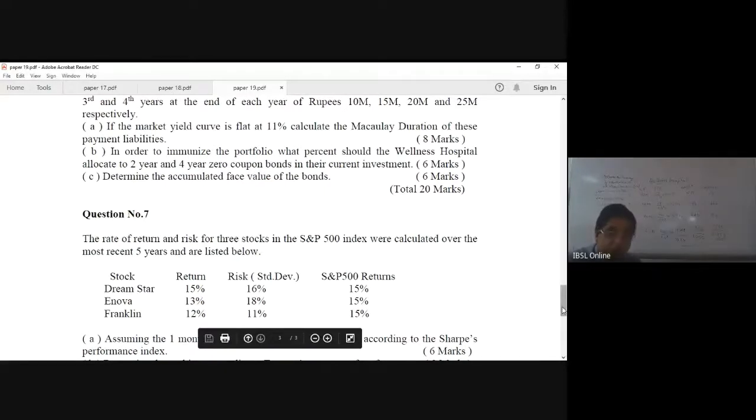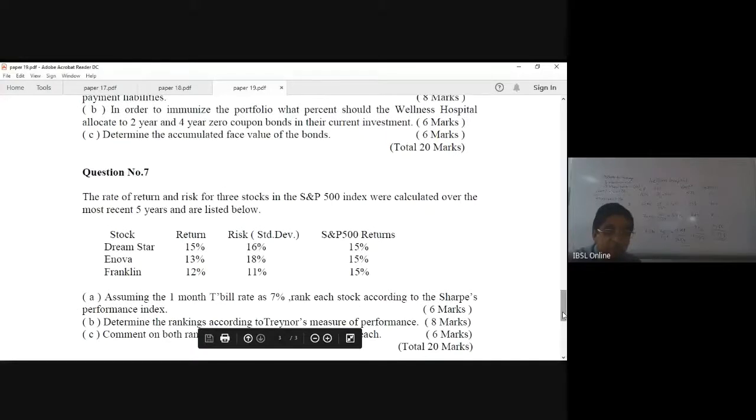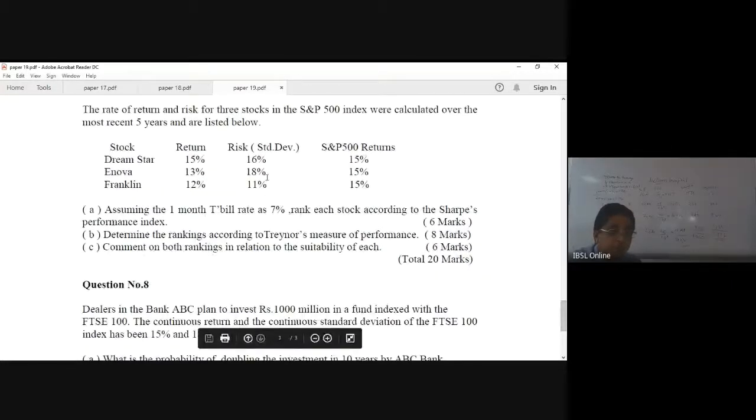Right. Question number 7. The rate of return and risk for 3 stocks in the S&P 500 index were calculated over the most recent 5 years and are listed below. Now these are the stocks: Dreamstar, Innova, and Franklin. So we can put it as DEF, whatever it is. Returns are given as 15, 13, and 12, and risk given as 16, 18, and 11. And S&P 500 returns given as 15 altogether. So it should be the same return because it is in the same market. Assuming the 1-month T-bill rate as 7%, rank each stock according to the Sharpe performance index.